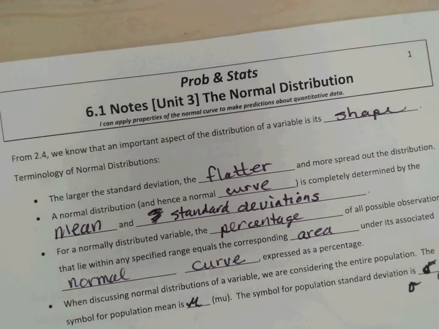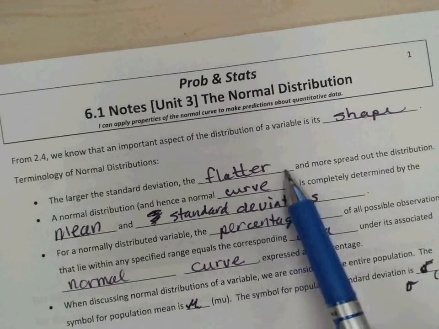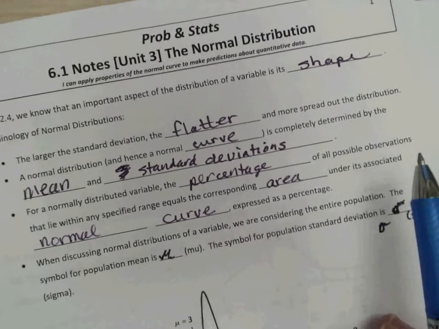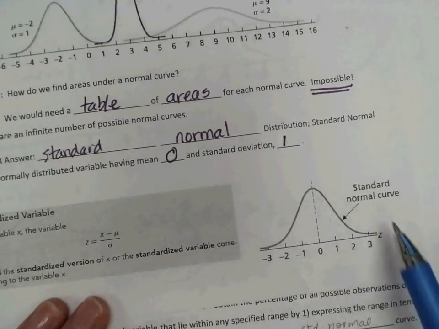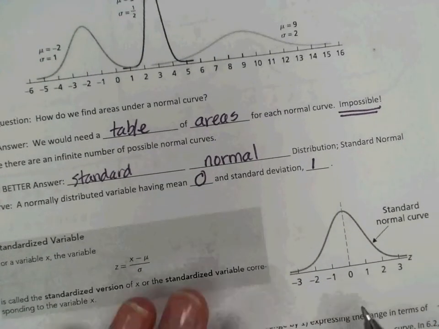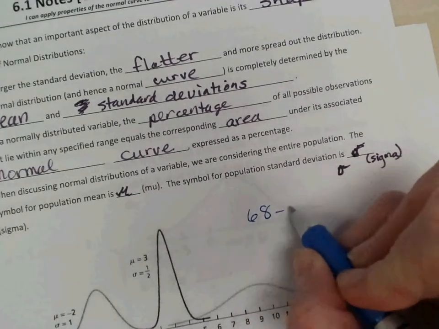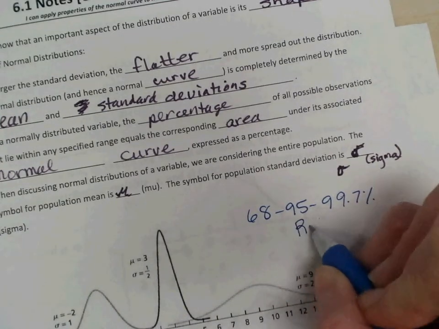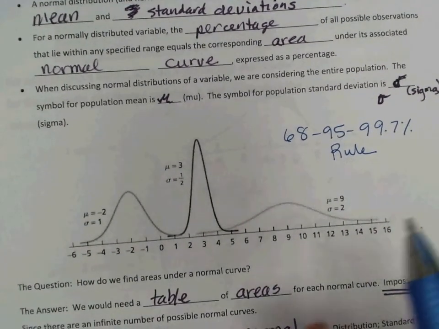We talked about the flatter the curve, the larger the standard deviation, and we talked about some key factors of the standard normal curve and the ways that we can move past just our basic 68, if you recall the 68, 95, 99.7% rule. We can figure out those values for any normal curve.